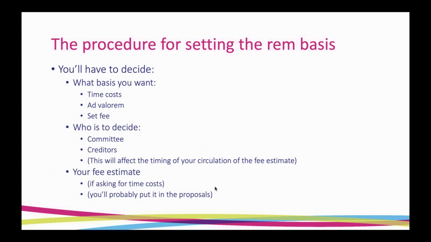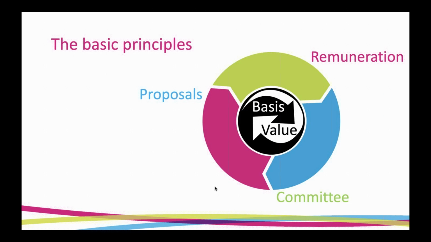You'll need to decide who you would like to have deciding your remuneration in this particular case, whether it's one that you'd like to see the committee work through, or whether you want it to go to whichever group of creditors are the relevant ones for this particular administration, and that will affect your timetable for circulating your fee estimate. And your fee estimate is the third thing that you will need to decide as well. Because if you're asking for time costs, you will have to prepare a fee estimate, as you know, and that's probably something which conveniently goes into the proposals.